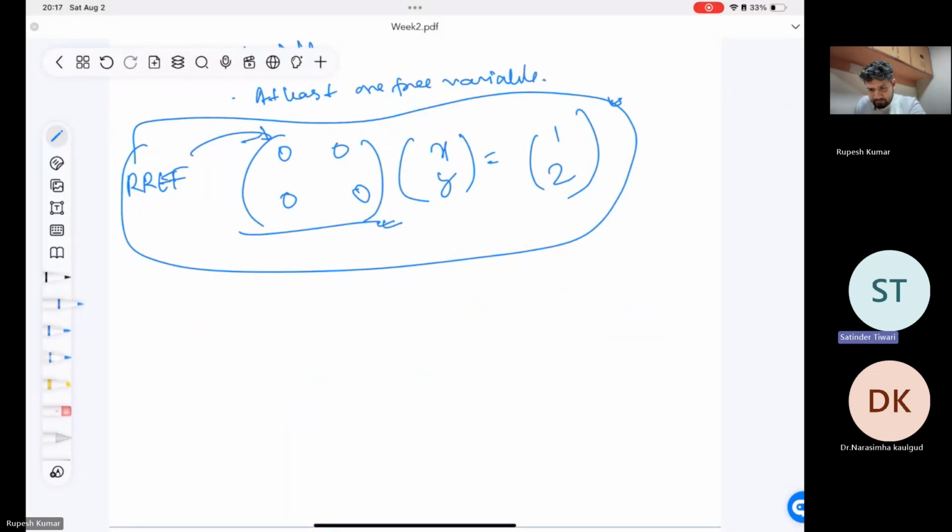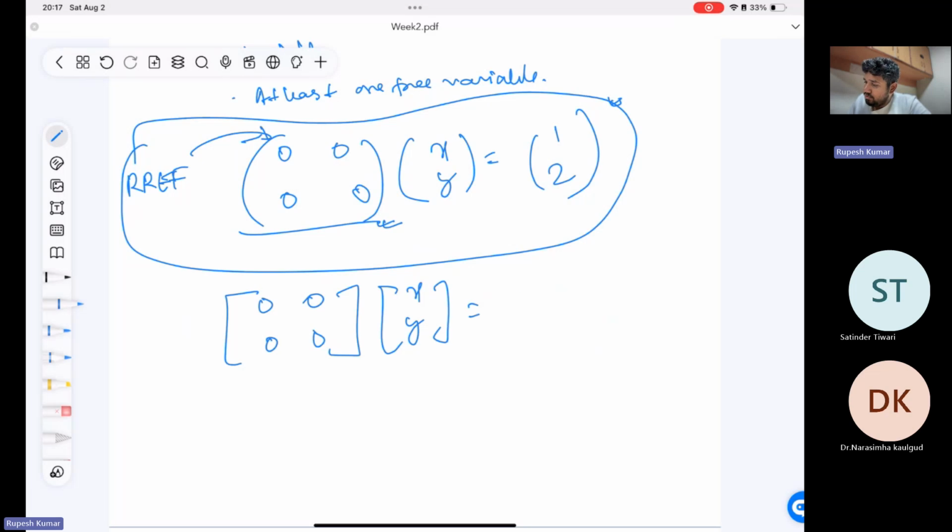Then no solution will be there. No, let's say if I'm talking about this case, the zero matrix times x y equals 0, 0, right? You have infinitely many solutions, right? Can you see this? 0, 0, 1. So I'm not getting it for the 0, 0 part.